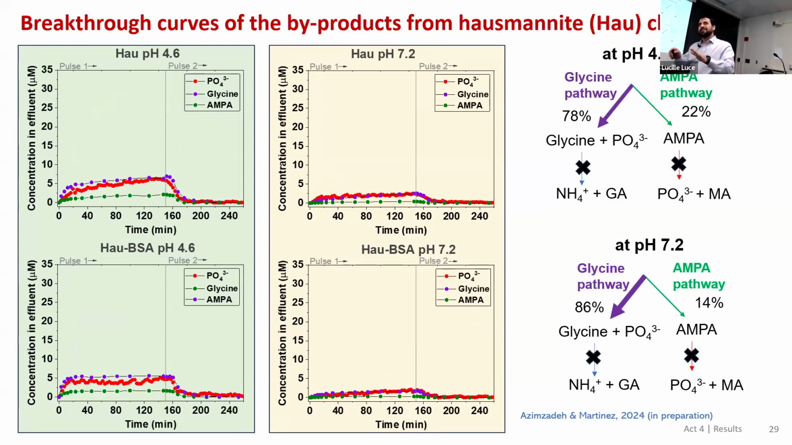Similar trend observed at the surface of azimlite with and without BSA at both pH. But the ratio between the AMPA pathway and the glycine pathway is not the same. It looks like azimlite mediates more glycine pathway, 80% at pH 4.6 and 86% at 7.2. And there's no difference with having or not having BSA. They have exactly the same ratio.